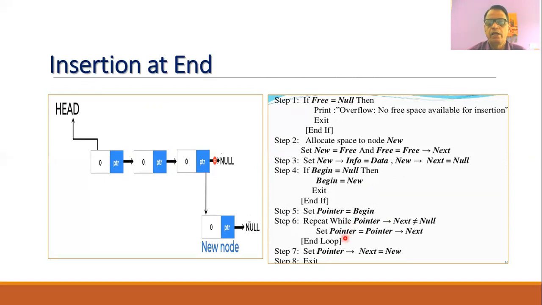And then at the end of the loop, we will set the next pointer equal to the new. So this pointer, the last element of the linked list, has to be set to the new node. So this is the algorithm, and accordingly, we can write the C program in order to perform the insertion operation either at the beginning or at the end.